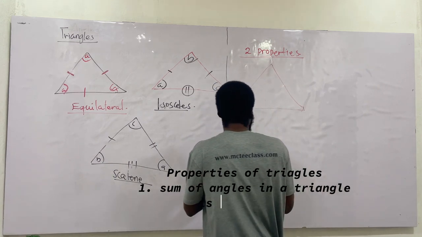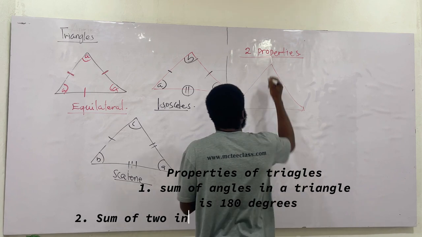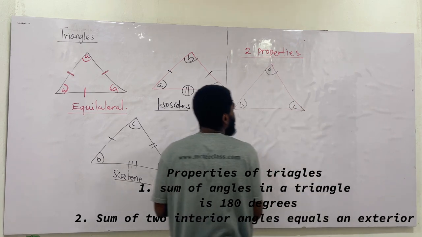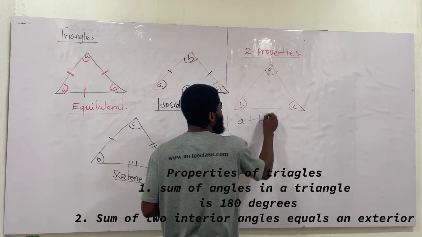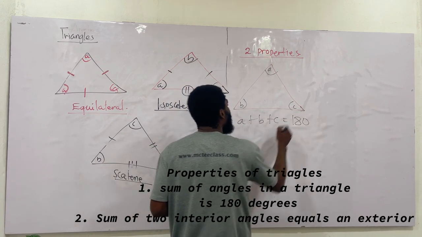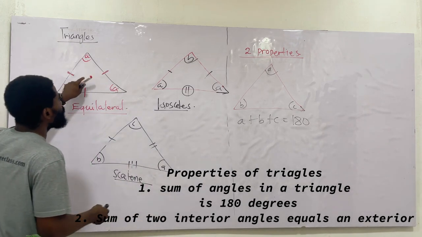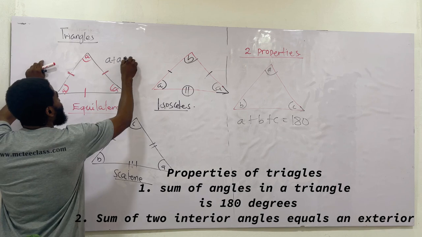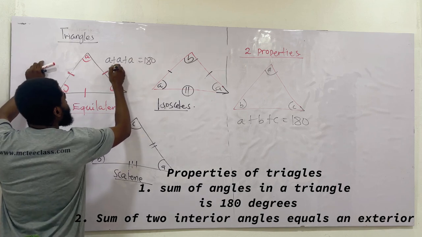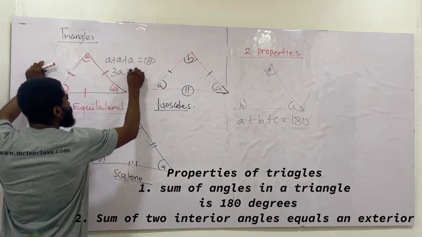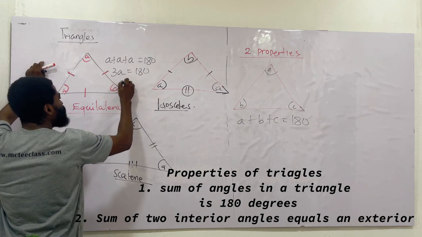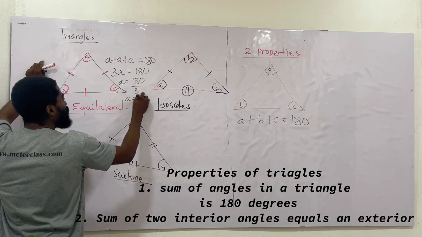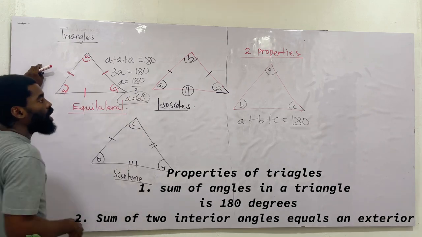1. The sum of angles in a triangle is what? 180. So if I have A, B, C, let's say we have this scalene triangle, then A plus B plus C should be equal to what? 180. If that be the case, then I can even find the angle here and say that A plus A plus A should be equal to 180. That will give me 3 times A equals 180. Therefore, A should be equal to 180 over 3. Then A equals 60 degrees.